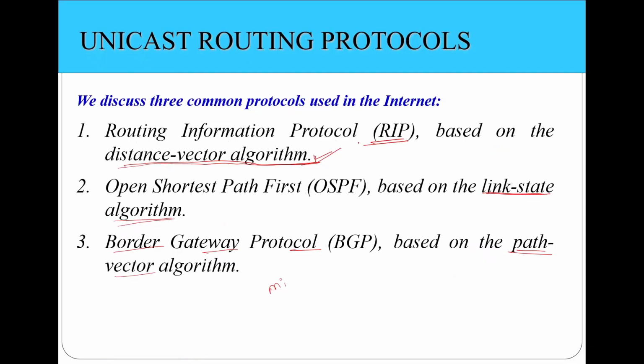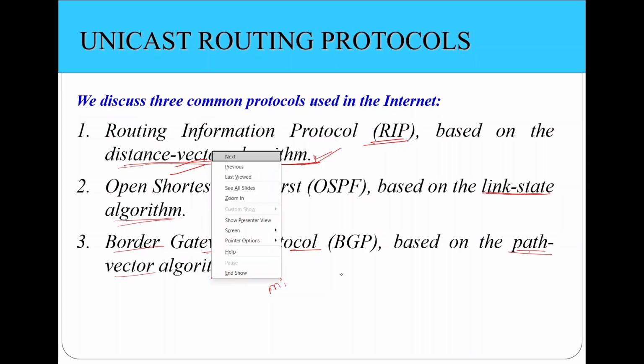We'll see the abbreviations. What is RIP? RIP is nothing but Routing Information Protocol. This protocol is mainly based on the distance vector algorithm. So what is the algorithm we follow for RIP? It is the distance vector algorithm. What is the algorithm we use for OSPF? It is the link state algorithm. And the last one is the Border Gateway Protocol, which is based on an algorithm called the path vector algorithm. So these three algorithms we are going to talk about today.